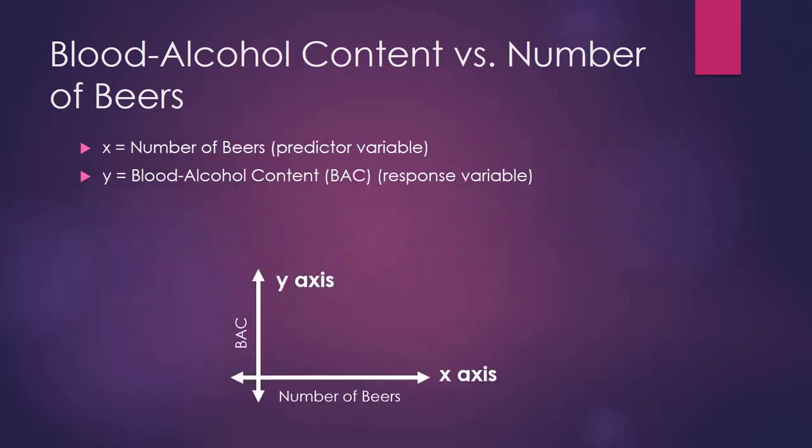In this example, X is the number of beers, or the predictor variable, and Y is the blood alcohol content, or the response variable. To better understand predictor and response variables and how to determine them, please watch my video on scatter plots.